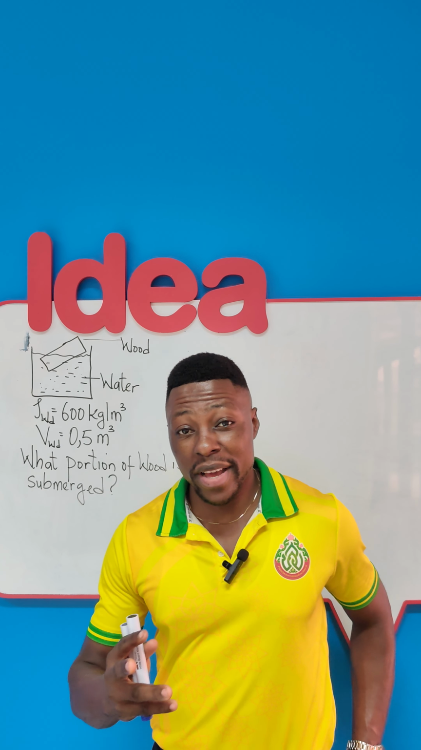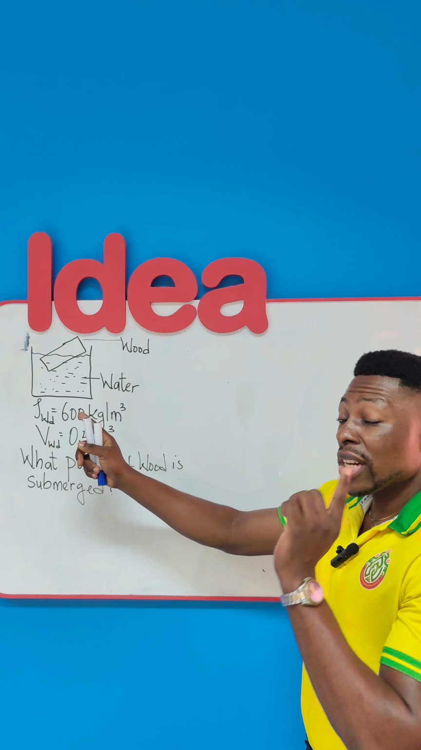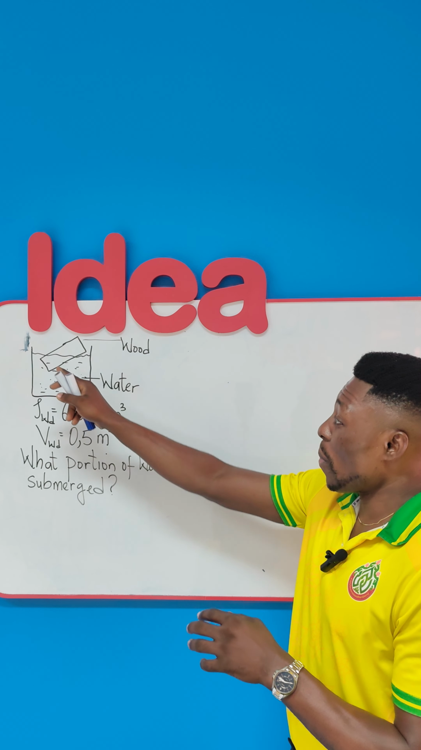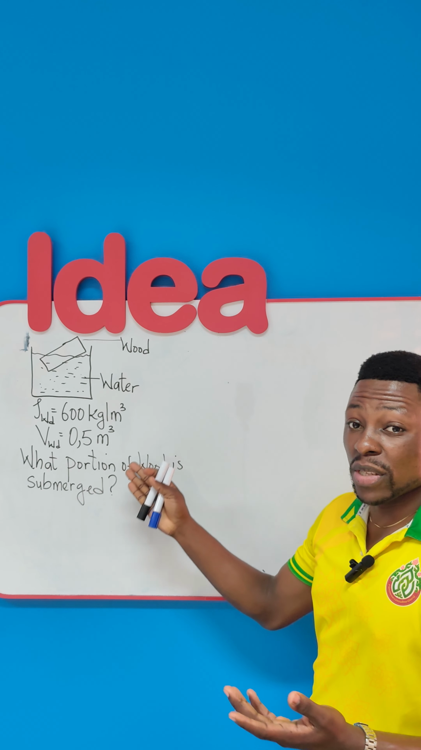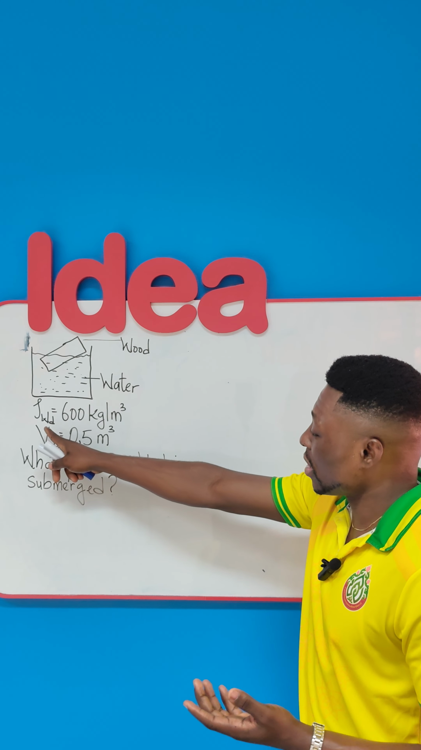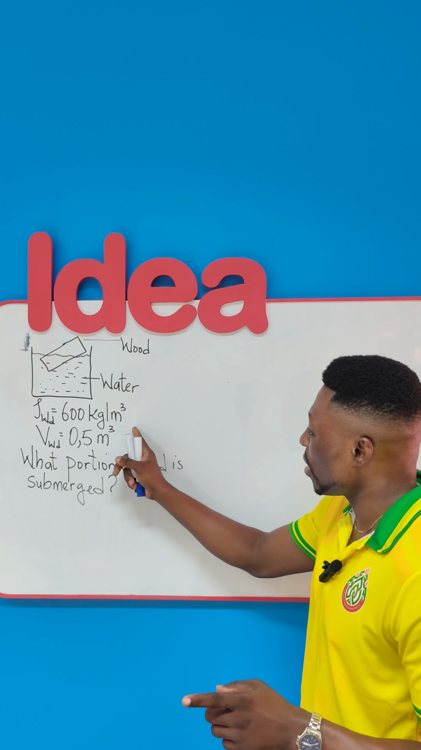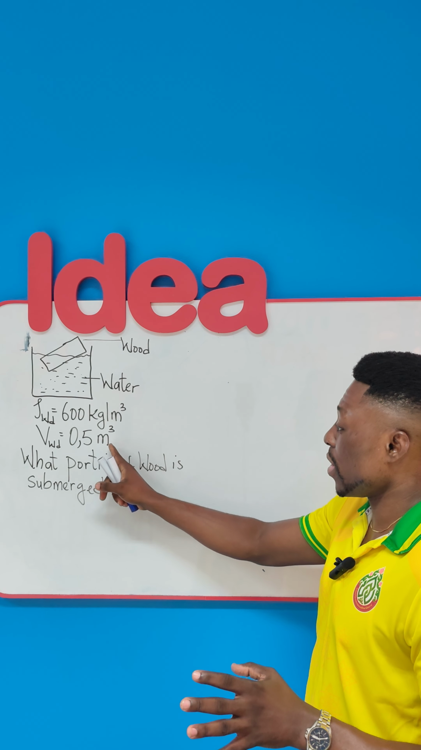Tomorrow will be better. On the board here, we have some water, and we are told that a piece of wood is partially submerged in the water as shown. And here's the information we have about the piece of wood. We have the density of the piece of wood, which is 600 kilograms per meter cubed. Next is the volume of the wood, which is 0.5 meters cubed.